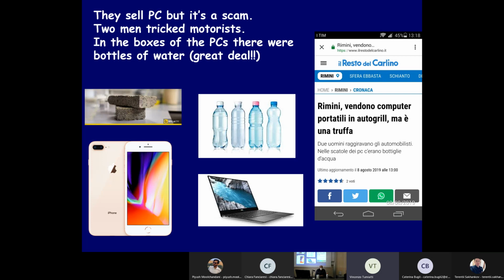We can change the nature of the chemical compound inside, but outside it remains the same volume. In this case, in the boxes of the PCs, there were bottles of water. Okay, it's not rocks. Okay, no, it's a brick, yeah.